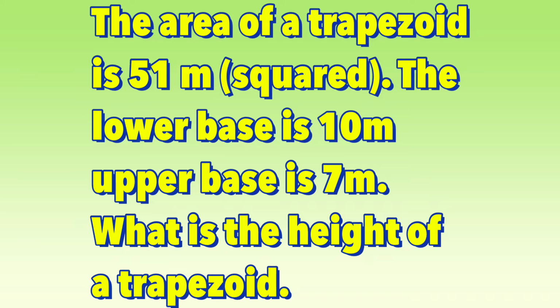Okay, we have to solve again the other example. This is number 3. The area of a trapezoid is 51 square meter. The lower base is 10 meter and the upper base is 7 meters. What is the height of the trapezoid? In this problem, it's asking for the height of a trapezoid.